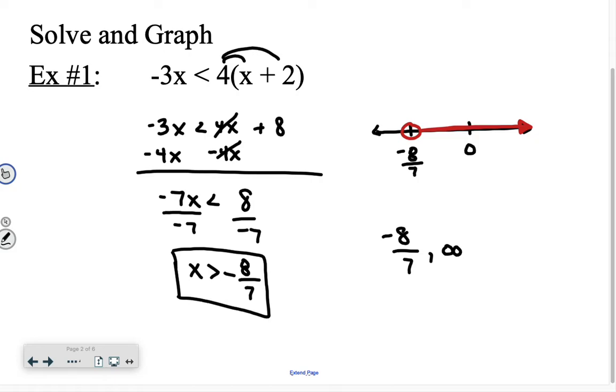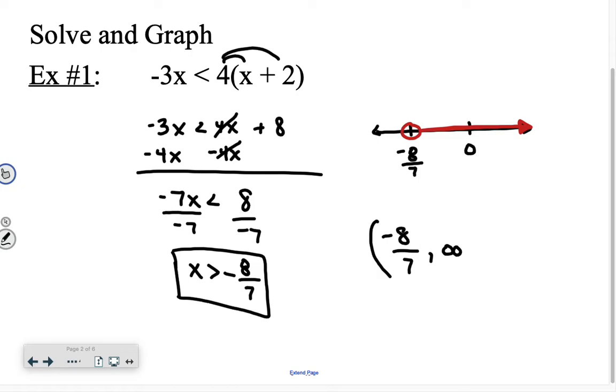Now we have to add some symbols. We're not including negative 8/7, therefore we put a parenthesis. If you're not including the value, it's a parenthesis in interval notation. If you are including it, you'd put a bracket. Which again, on the next slide, I have it summarized when you use which one. Parenthesis for not including, bracket for including.